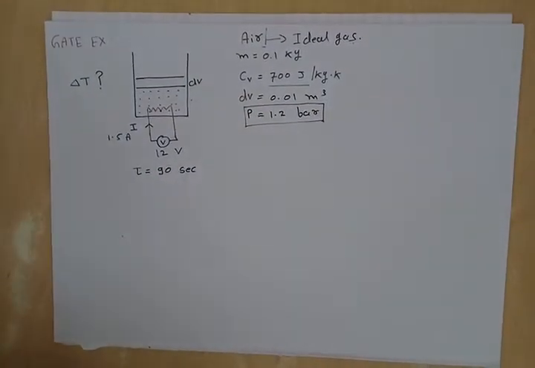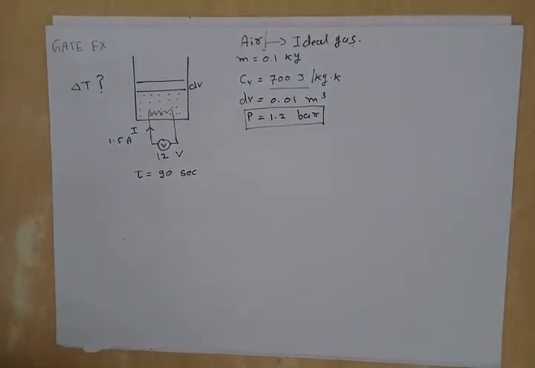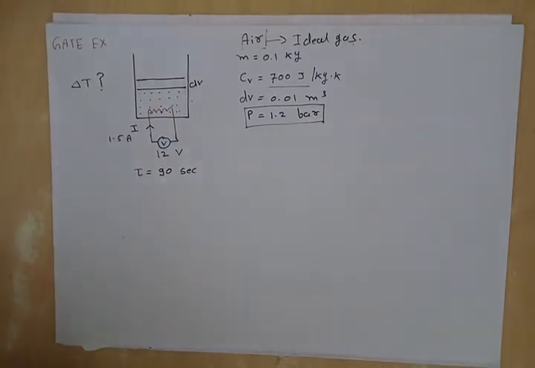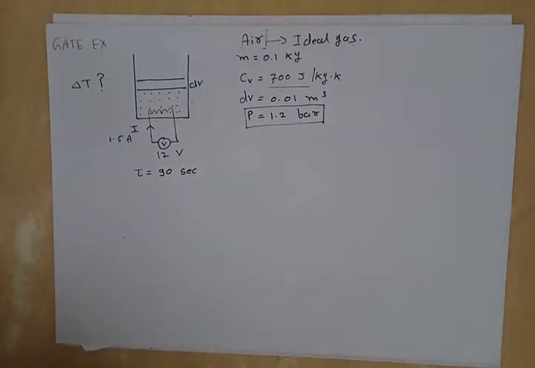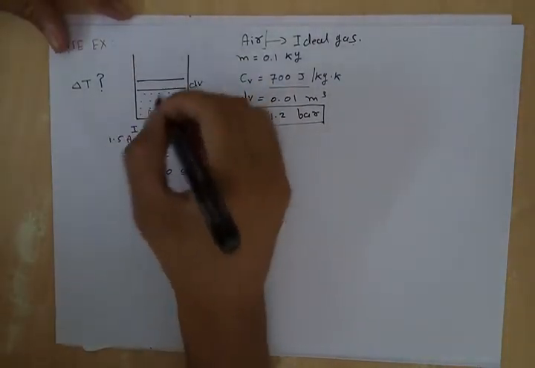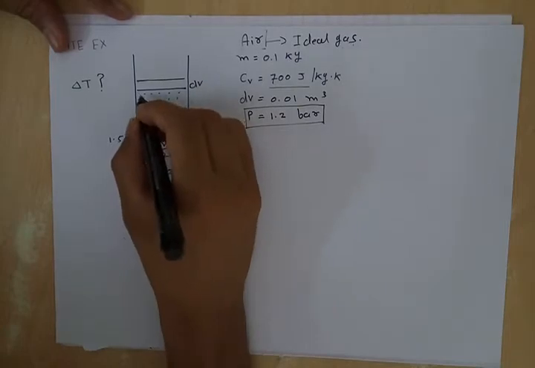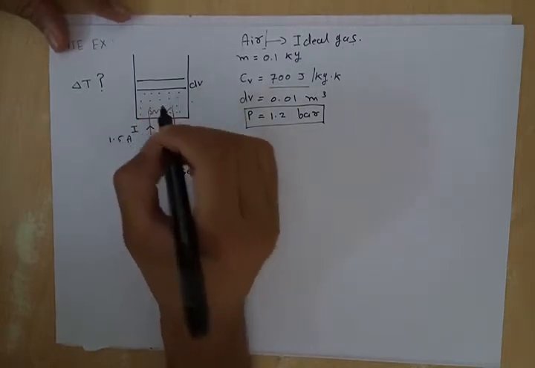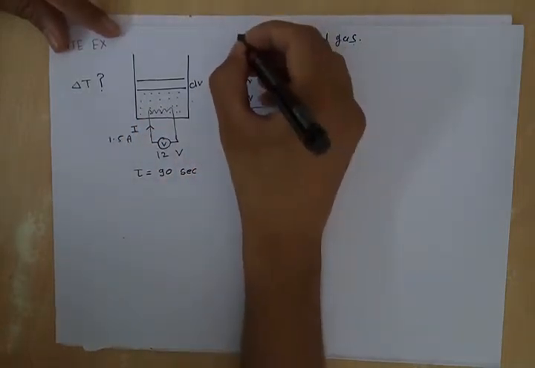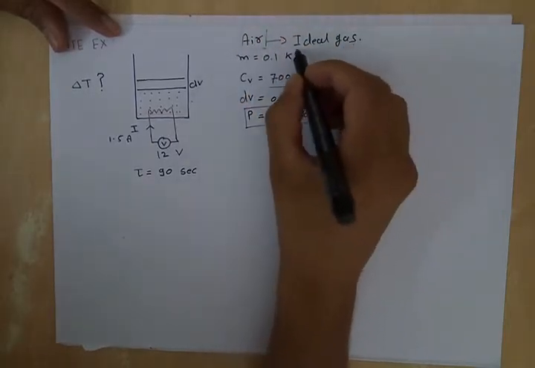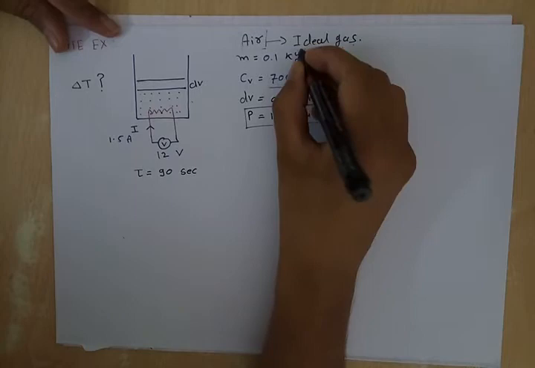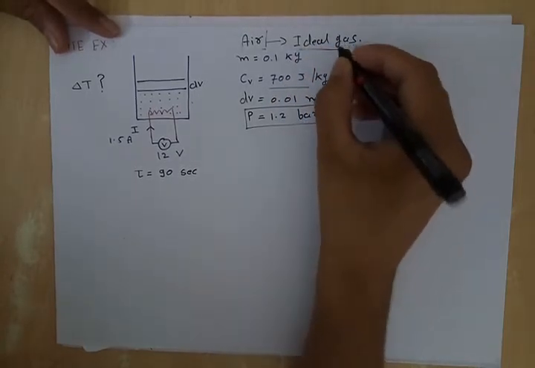Hi guys, in this video we will do an example which was asked in GATE exam. So this is an example of a closed volume system and we are given a piston cylinder arrangement and inside this volume air was filled and it was told in the example that we have to consider air as an ideal gas. This assumption was already given in the example.